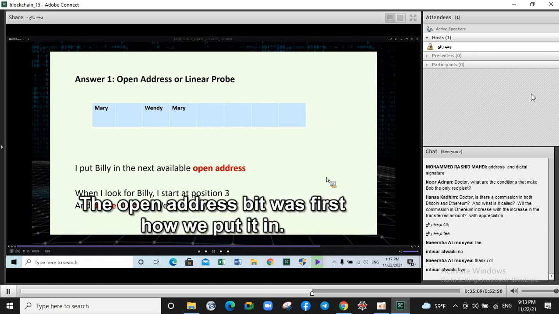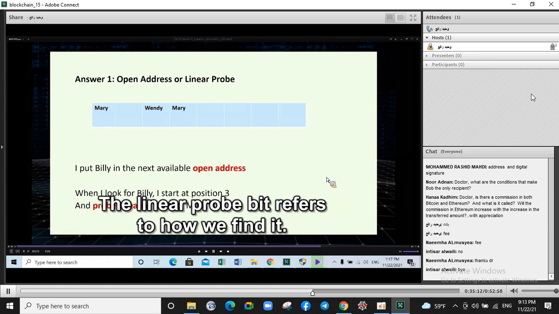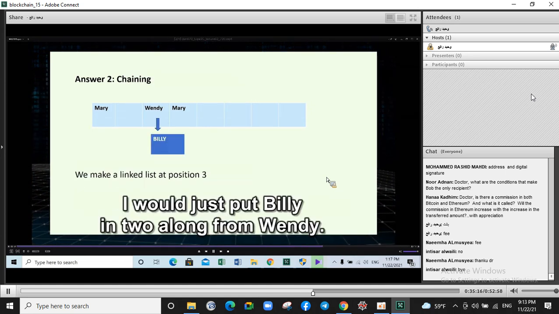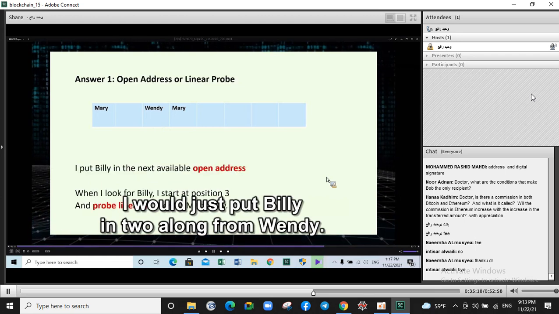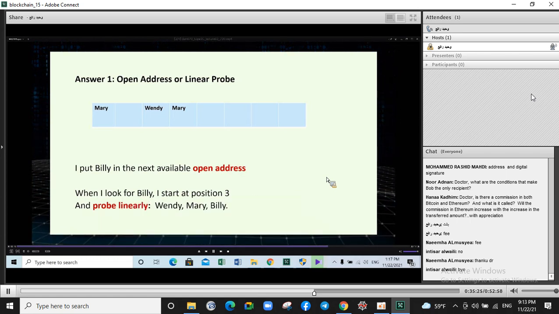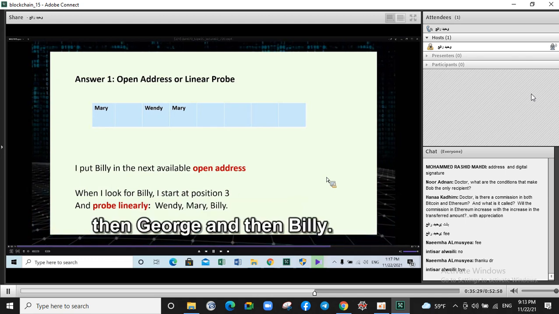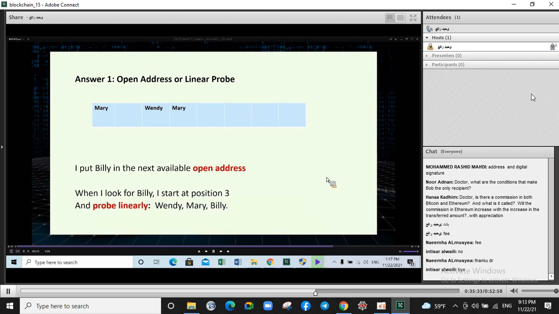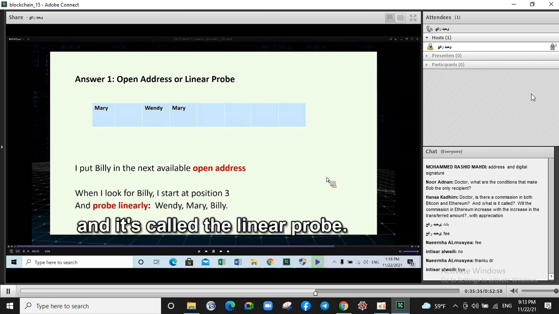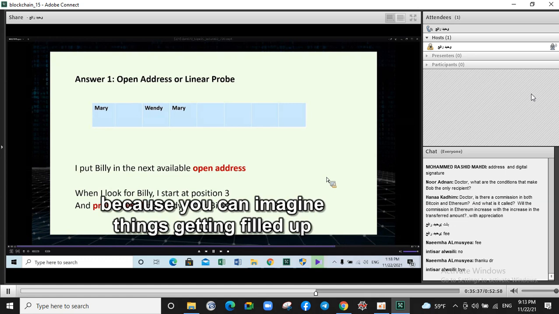So I would just put Billy in next to Wendy, two along. So it would be Wendy, then George, and then Billy. Okay, so that's one answer. It's called a linear probe. It's not great because you can imagine things getting filled up and it gets quite complicated. It's good if things are sparse enough.